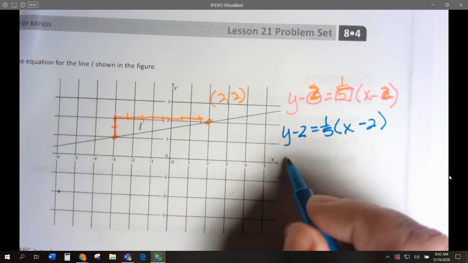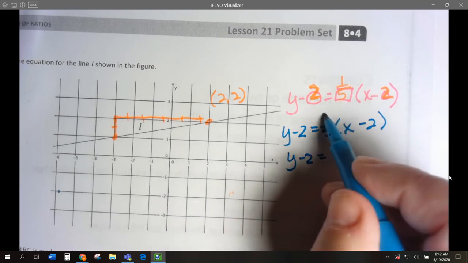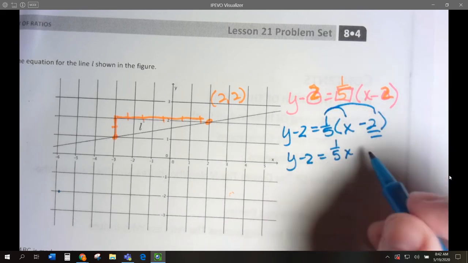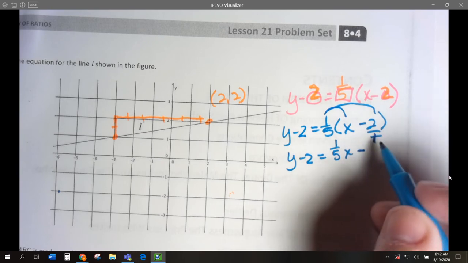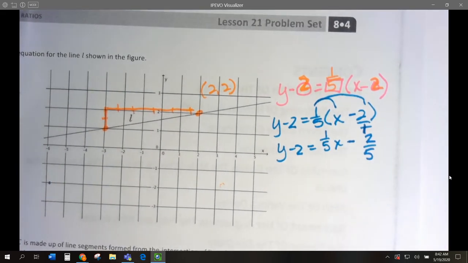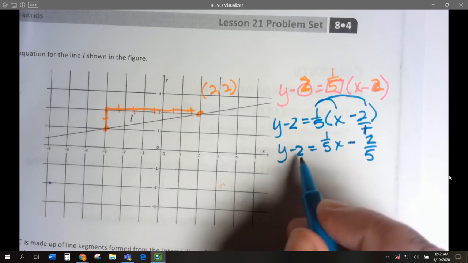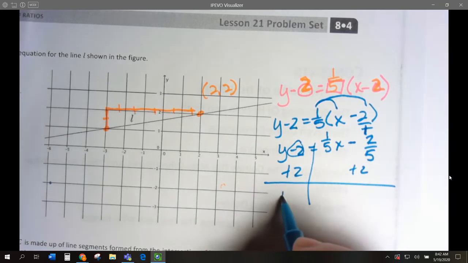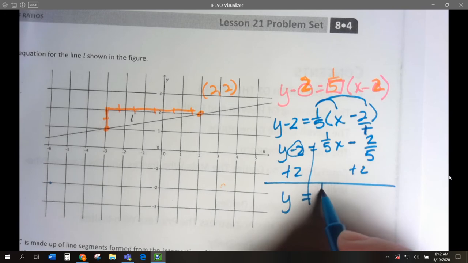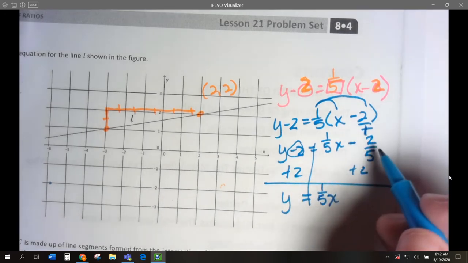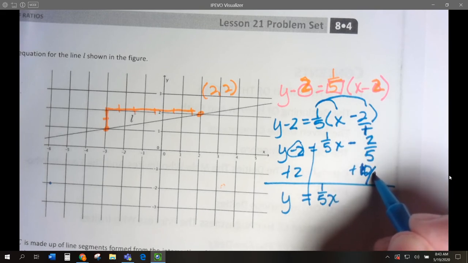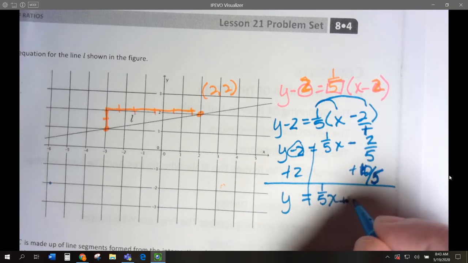So after our distributive property, we get y minus 2 equals 1/5 times x, and then 1/5 times -2 would be a negative. We could make that a 2 over 1, right? A -2/5. Now we have to add 2 to both sides, right? So y is going to equal 1/5 x, and 2 with 5 in the denominator is going to be 10 over 5. So -2 plus 10 is going to be 8/5.